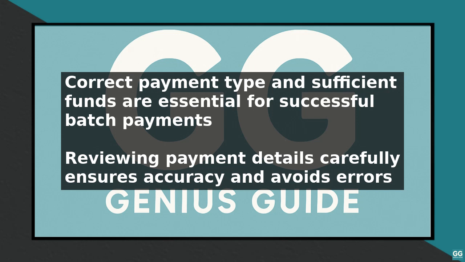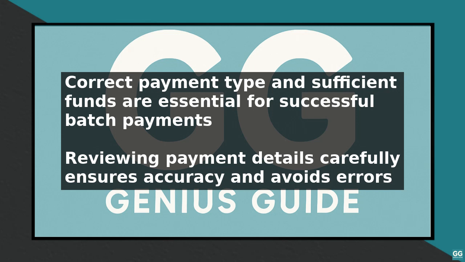You should also ensure that you have sufficient funds in your account to cover the total payment amount. Once you have created the batch payment, review the payment details carefully to ensure accuracy. Revolut also offers a payment validation feature, which checks the payment details for any errors or discrepancies. After verifying the payment details, confirm and submit the batch payment. Revolut will then process the payments, and you will receive a confirmation email once the payments have been made.